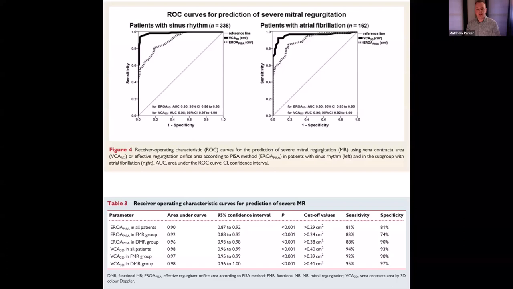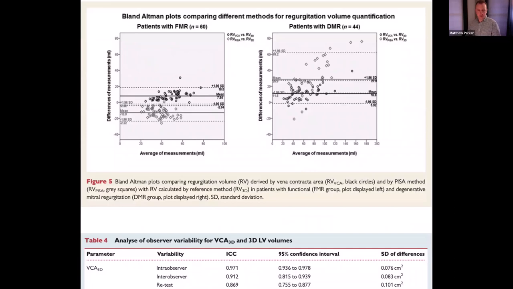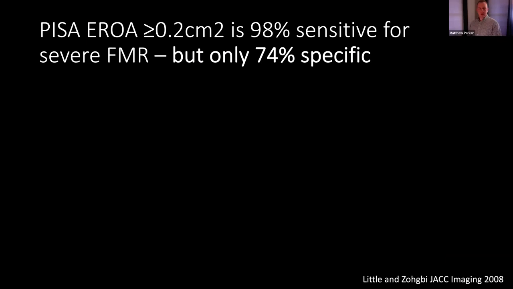Really exciting that we can know that really very well. Also with excellent intra-observer variability, because it's just one thing to trace. You just trace how big that is. You get to know very close to the truth and very close to each other. The other thing we learned is that PISA, in that Enrique Serrano paper that I showed you, was validated in terms of its outcomes for predicting future surgery in the degenerative MR population. It doesn't work as well in the functional mitral regurgitation population.